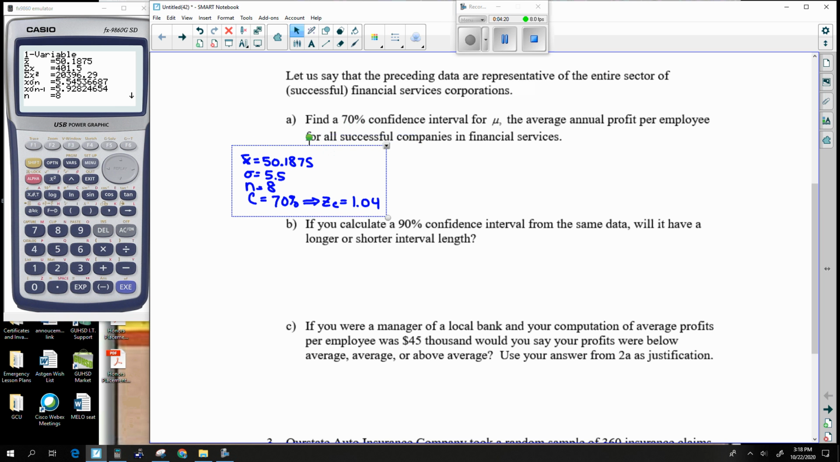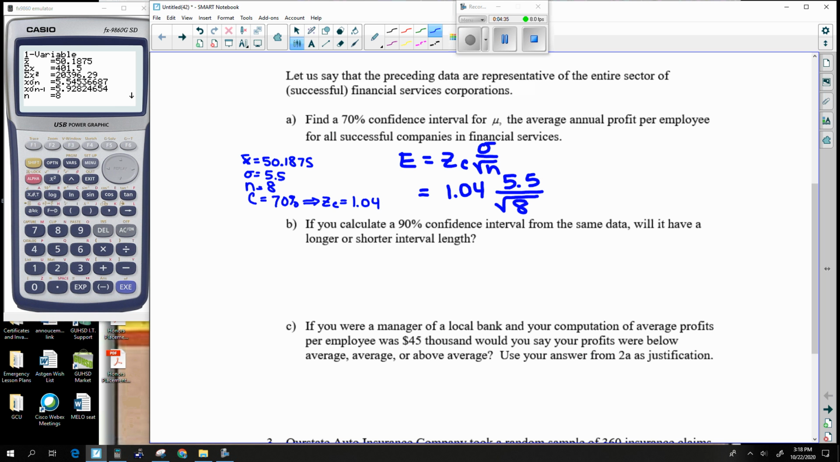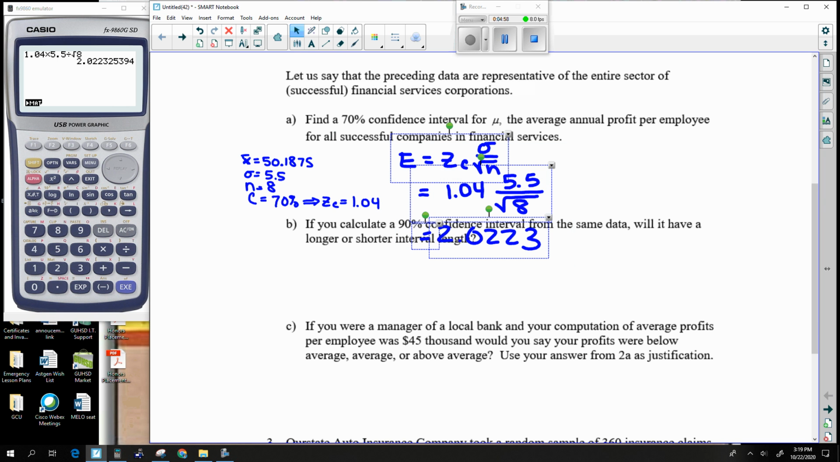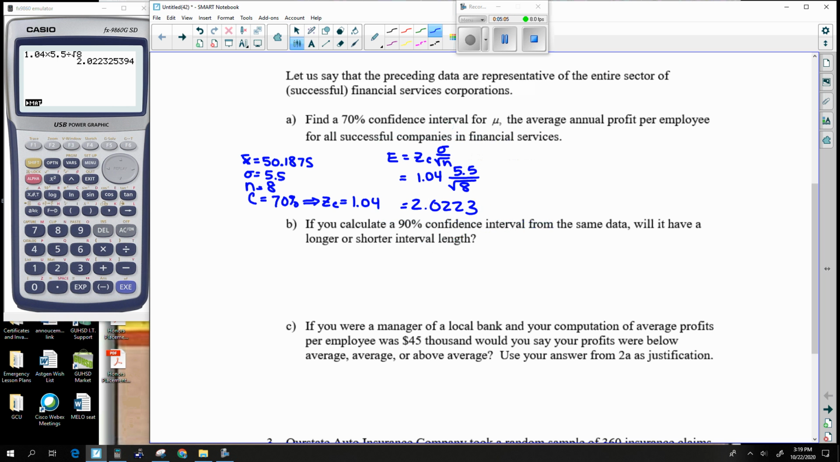All right, so I go ahead and find my margin of error. So error is equal to ZC sigma divided by the root of N. And so this is 1.04 times sigma divided by the root of N. Now on to the confidence interval. So the confidence interval is my average minus my margin of error, to my average plus my margin of error.